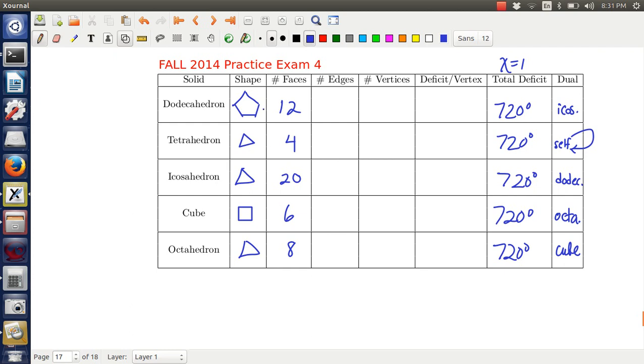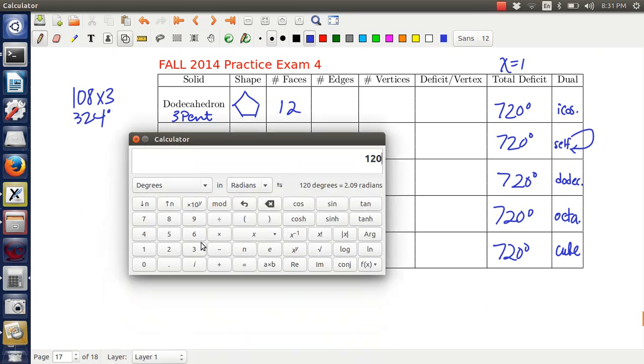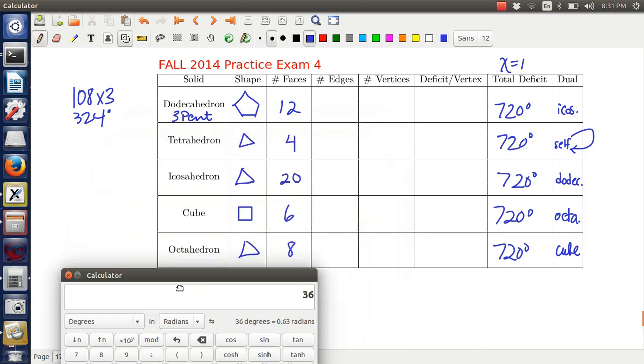Now what? Well, we can find out the deficit per vertex if we figure out what's meeting. The dodecahedron has 3 pentagons meeting at a vertex. So 108 we know, or we can calculate it, is going to be 324 degrees. So the deficit at each vertex is 360 minus 324, which gives us 36 degrees.